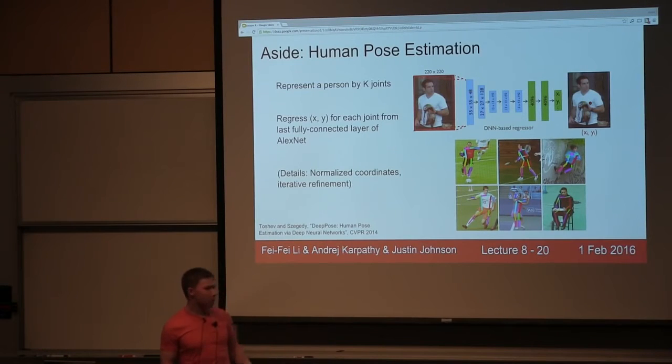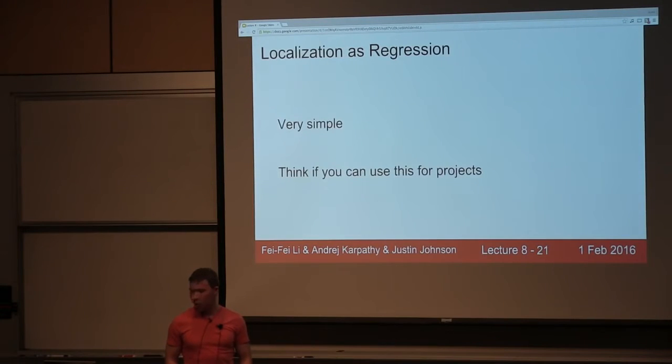There's a paper from Google from a year or two ago that does this sort of approach. They had a couple other bells and whistles, but the basic idea was just using a CNN to regress these joint positions. So overall, this idea of localization and treating it as regression for a fixed number of objects is really, really simple.